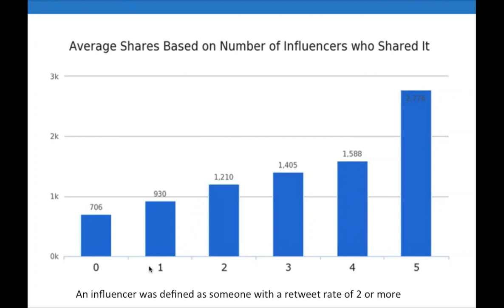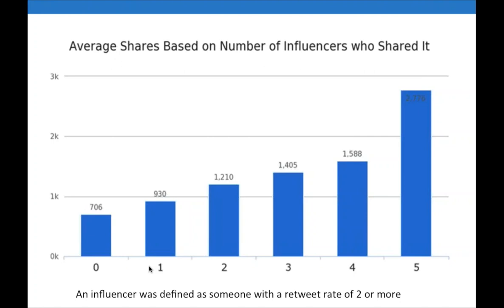And then we segmented all the content shares. And so we could see that for the sample set we had, where content wasn't shared by anyone who had a retweet rate of over 2, the average number of shares was 706, as you can see there. Where one person shared it, who was an influencer, we could see that the number of shares went up 30% to 930. And where 3 influencers shared it, we can see the number of shares doubled in our sample set. And once 5 influencers shared it, it actually went sort of viral in a sense. So, we had a much bigger, 4 times or more the number of shares.